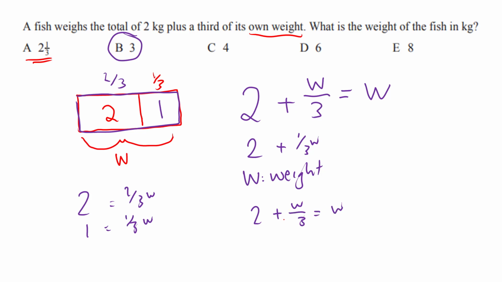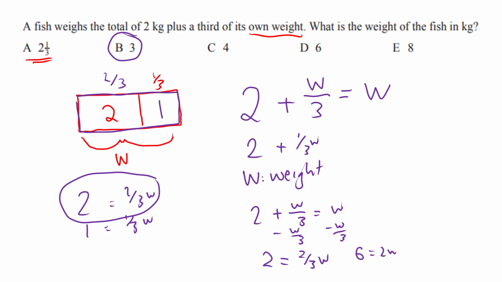We subtract W over 3 from both sides. So that means 2 is the same as 1W minus 1/3 W, which is 2/3 W. And that's actually exactly what we wrote down here, remember? And then to solve this, we can times both sides by 3. 6 is 2W, which means that W equals 3. So I get that the weight equals 3. What a great question that I think can give rise to lots of easy misconceptions.